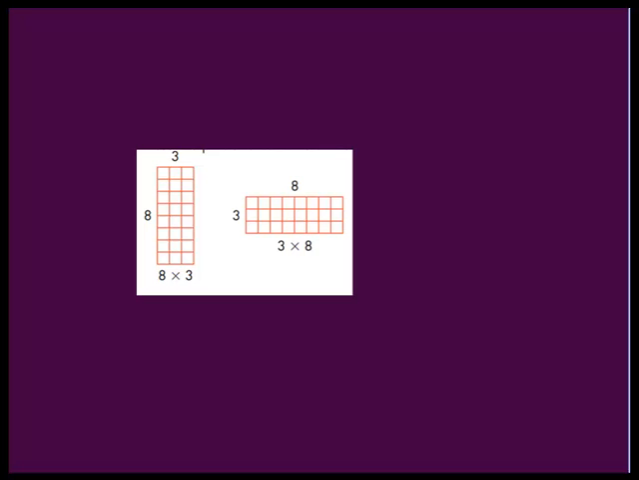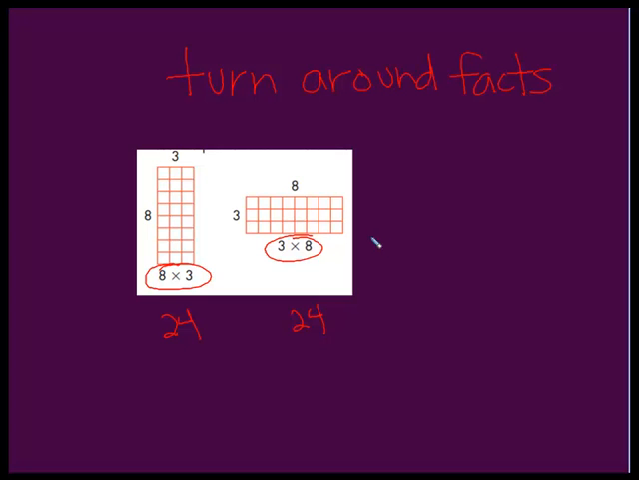One of the things you need to tell yourself is that if you know a fact, you really know two facts. Like in this example right here, if you know that 8 times 3 is 24, then you also know that 3 times 8 is 24. So that is like the turnaround facts. When you know one, you know the other, so you don't have to stress out about, oh, I know 3 times 8, but I don't know 8 times 3, because yes, you do.